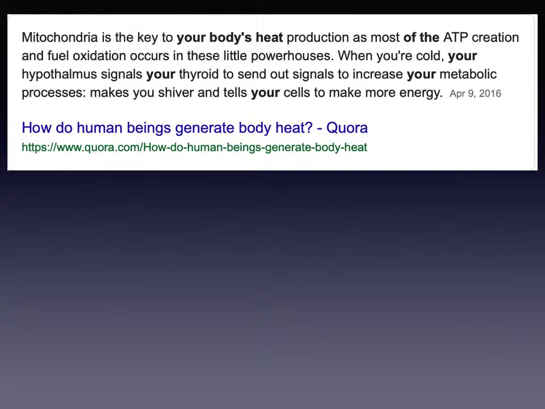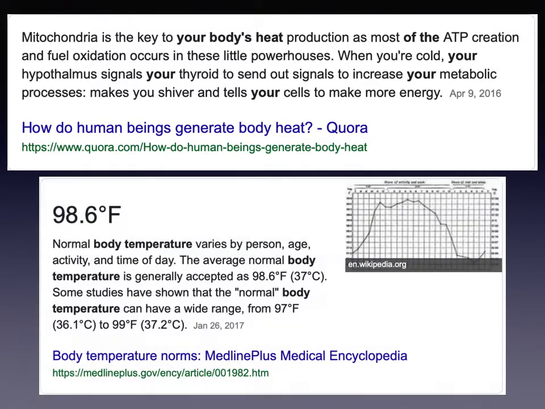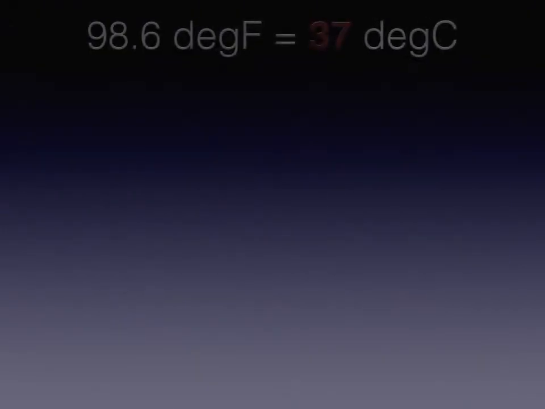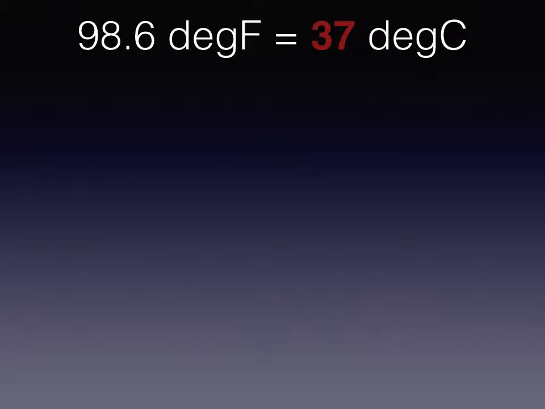Quora.com. So our body temperature is 98.6 degrees. Alright, so normal body temperature varies by person, age, activity, and time of day. The average normal body temperature is generally accepted as 98.6 degrees Fahrenheit, which is 37 degrees Celsius. So get this, the mitochondria contains 37 genes. It's burning food, sugar, whatever, to produce body heat to regulate your temperature at 37 degrees. 98.6 degrees, 37 degrees Celsius.